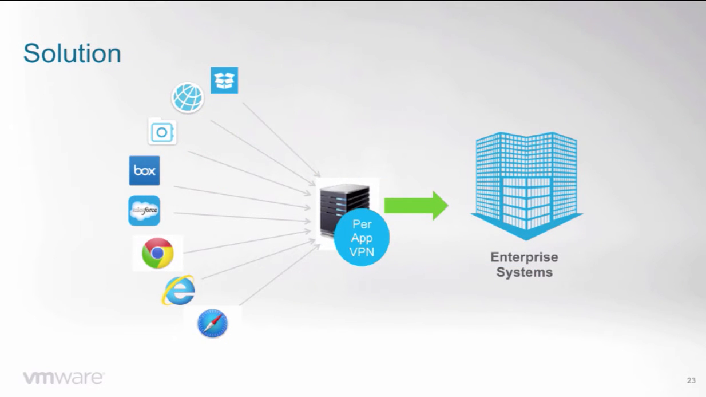The solution to this, in short, is to look at application-level VPN. So rather than provide full data center or full network access via VPN, Airwatch looks at providing a secure tunnel between the corporate application that's needed by the user and the server resources that are needed for that application.